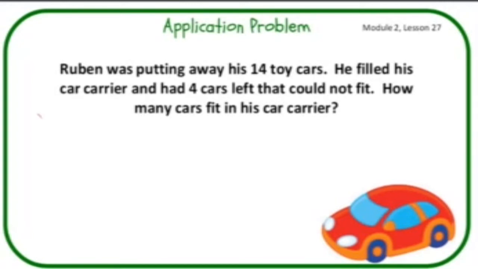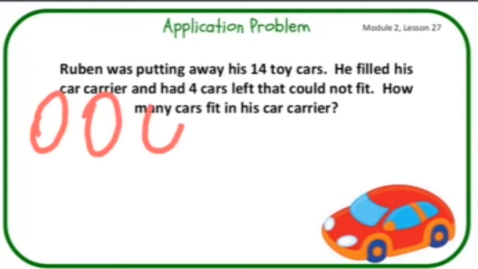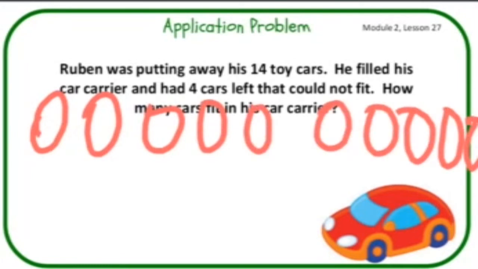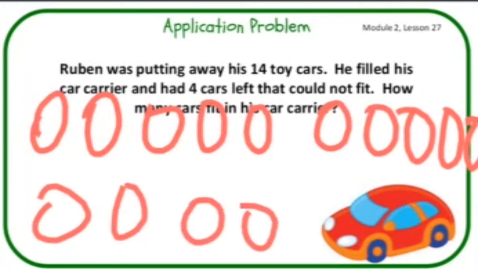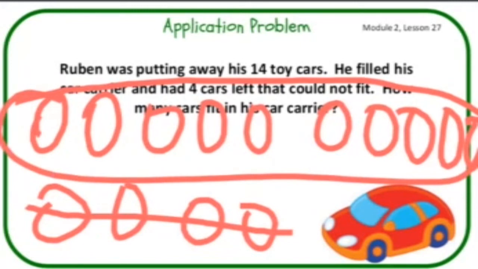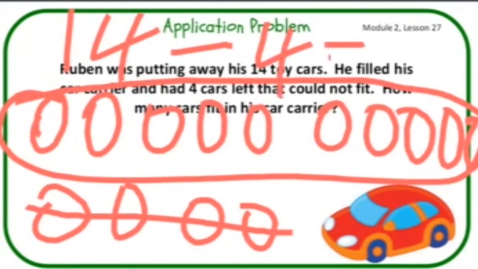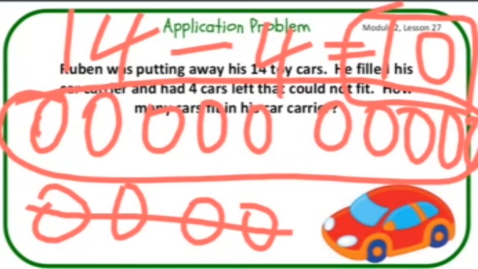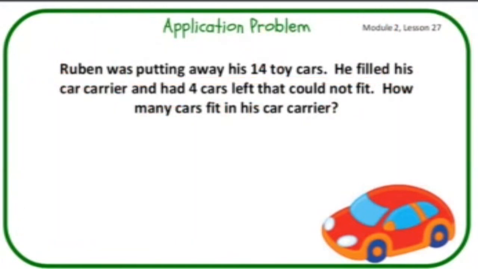So if I draw my 14, which is the original number, am I right? Yeah. This is my 14, ten, 4. And I have these 4 right here not fitting into the car carrier. How many cars fit into the car carrier? That means the ten is my answer. So that means 14 minus 4 will give me what? Ten. Clap for yourself. That is our answer. Okay, so let's move on.